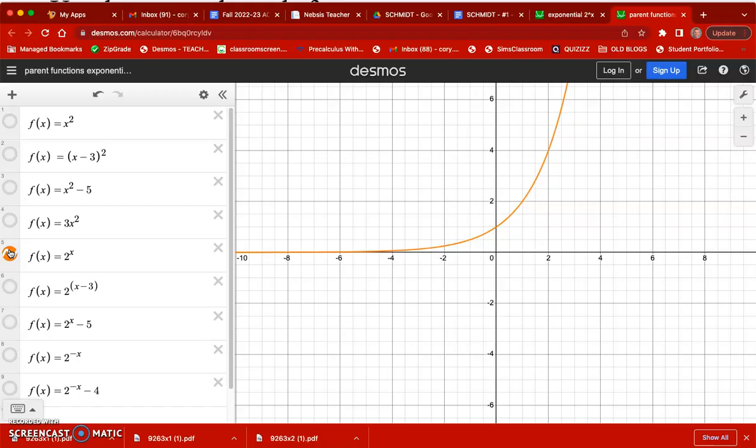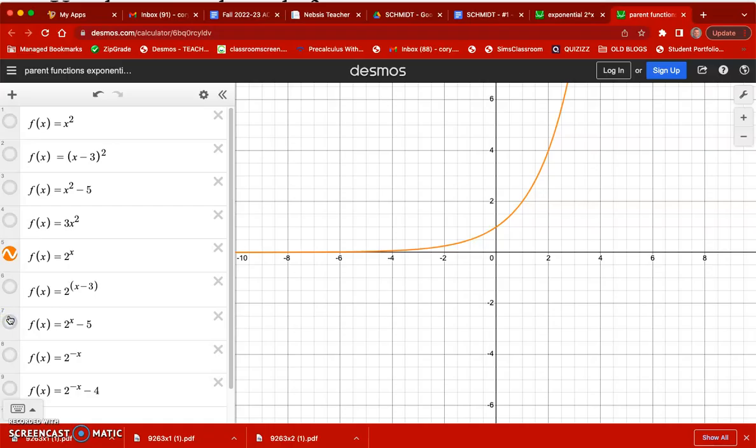What are we expecting is going to happen if I have 2 raised to the x minus 3? Right. The subtraction is occurring within the function, so yeah, we would expect to move to the right 3, just like we did with the quadratic before. What if we have 2 raised to the x, minus 5? Shifted down 5, good. All right, now here's the next one that we have to really be careful of. Okay, we've got to be careful with this.